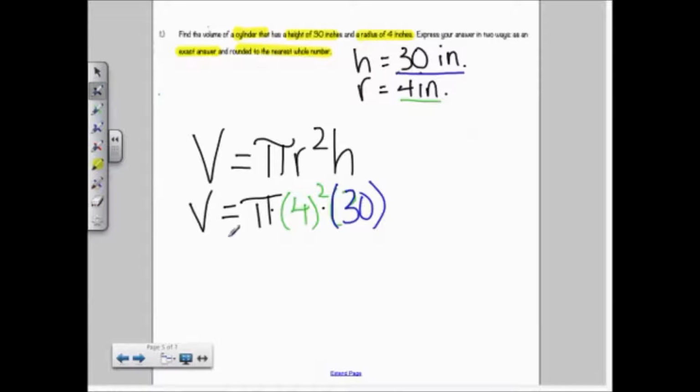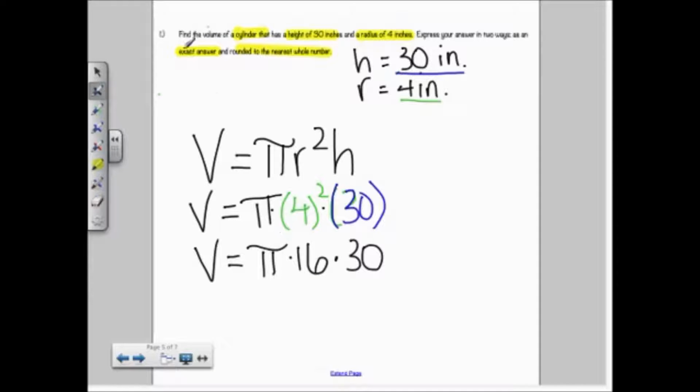So when I square the 4, I end up getting 16. So this will be V equals pi times 16 times 30. Okay, now as an exact answer, if you remember, pi is an irrational number, which means it will go on forever and ever and ever. It will never terminate. So my number can get very ugly very fast.